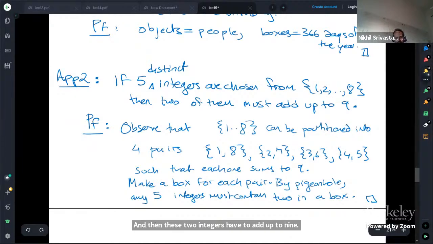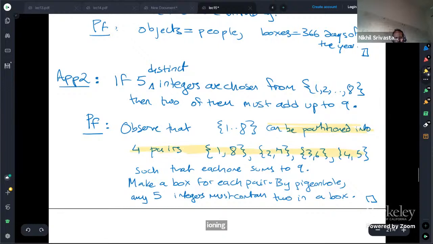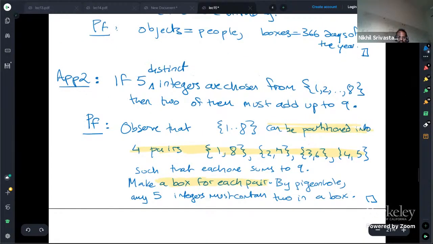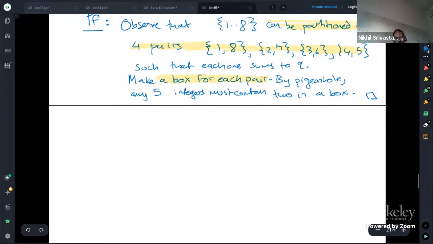So I'd say the creative part here was observing that you can do this partitioning, and then you have to make a box for each pair. Any comments on this? Okay, let's do something even a little more interesting.